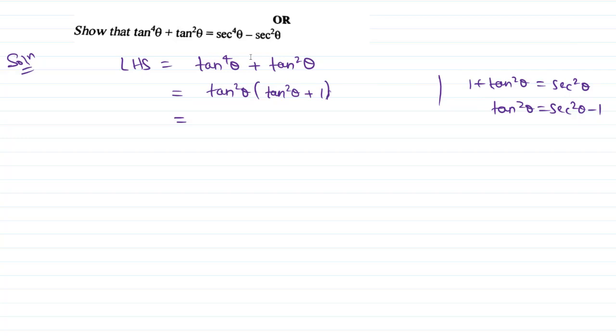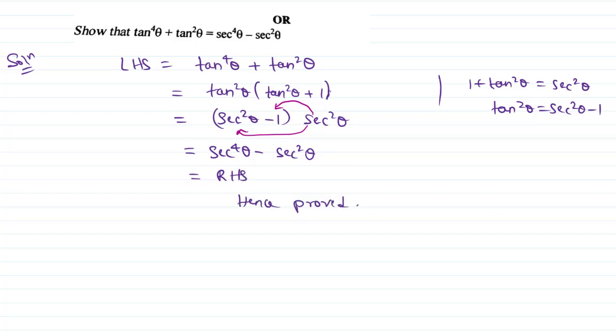Substitute the value of tan square theta, that is (sec square theta minus 1) into (tan square theta plus 1), which is nothing but sec square theta. Multiply sec square theta with sec square theta, then multiply sec square theta with minus 1. What we will get is sec to the power 4 theta minus sec square theta, which is the RHS.